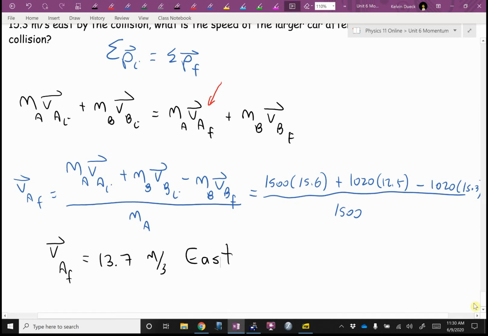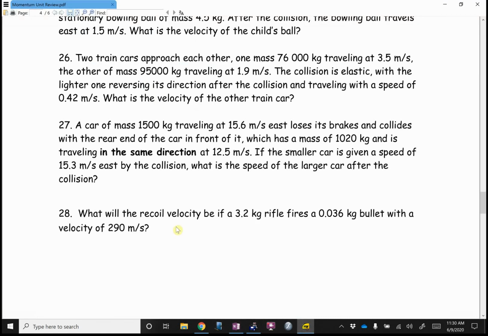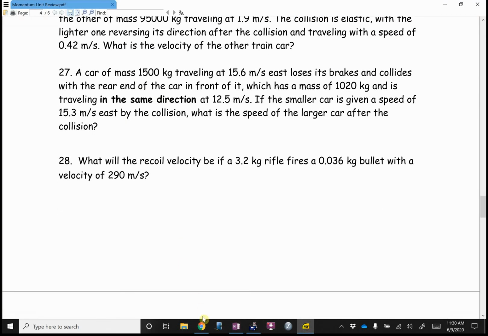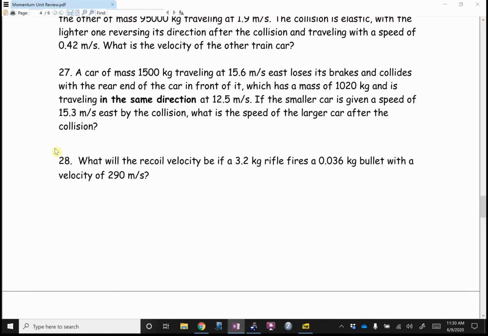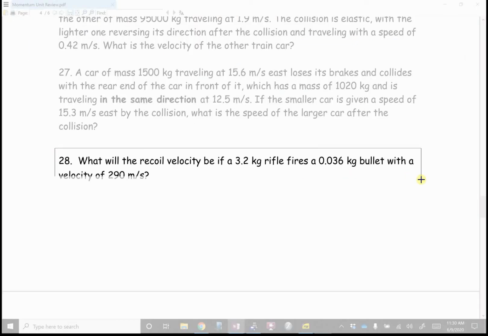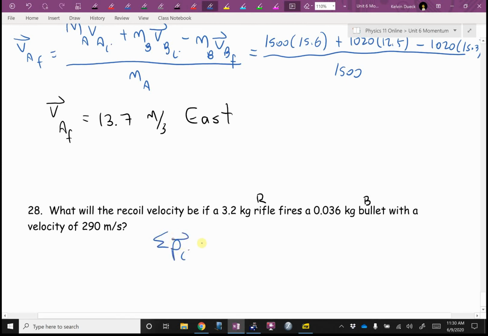Last one. I like number 28. I like number 28 because explosions are cool when you're not around them. So for a recoil velocity, I'm going to use, how about R for rifle and B for bullet. Explosions are also governed by the law of conservation of momentum.